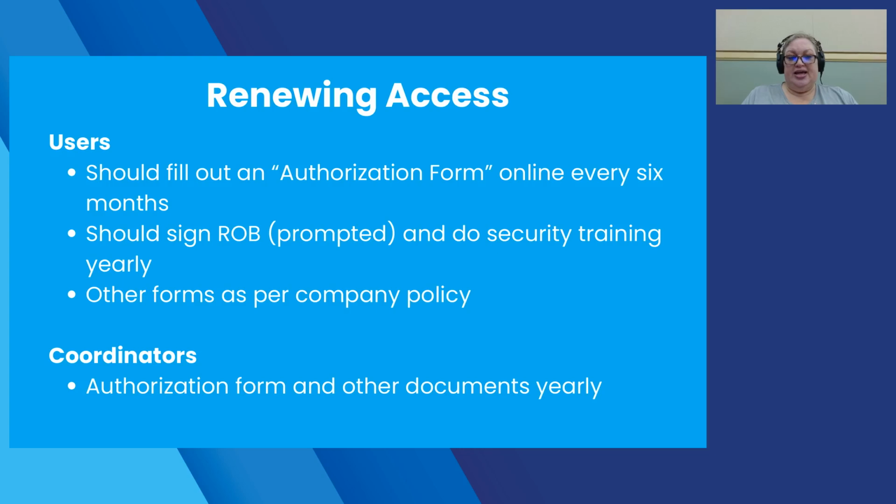When you are renewing access, there is a set time frame on that, and some of this has been misunderstood and misinterpreted by some of the owner agents. Users should be doing an authorization form online every 6 months. It's a pretty quick process. You just go into the EIV system and click authorization form. It comes up, you submit the information, and then your coordinator will approve each user. But users should be doing that every 6 months.